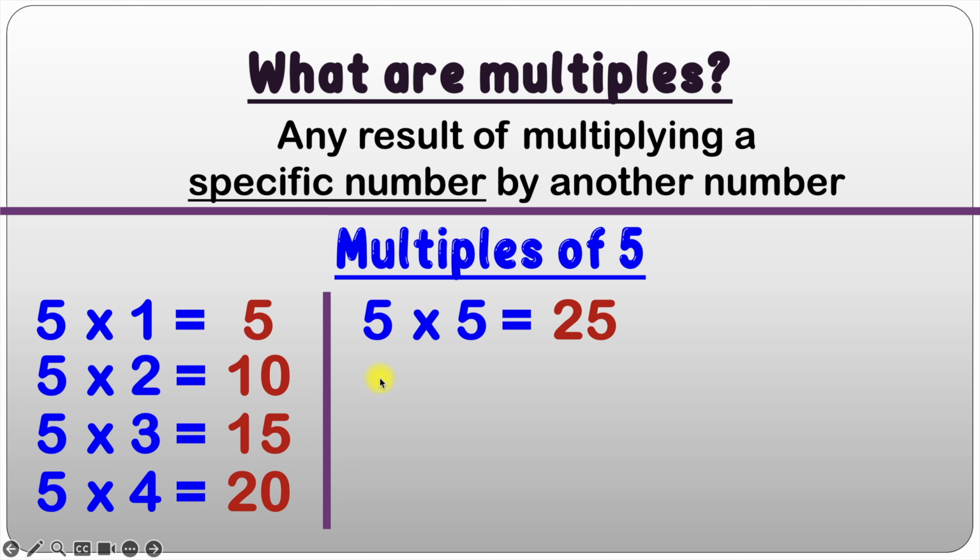We could even do it again. We're talking about multiples of 5, so we'll take 5 and multiply by 6. And when we do that, that equals 30. So 30 is also a multiple of 5. And we can do this again and again and again. And that would look like this.